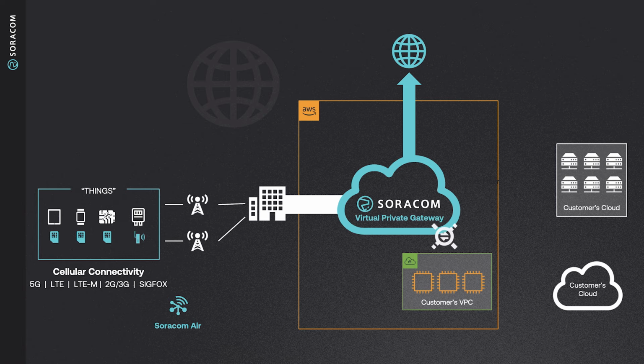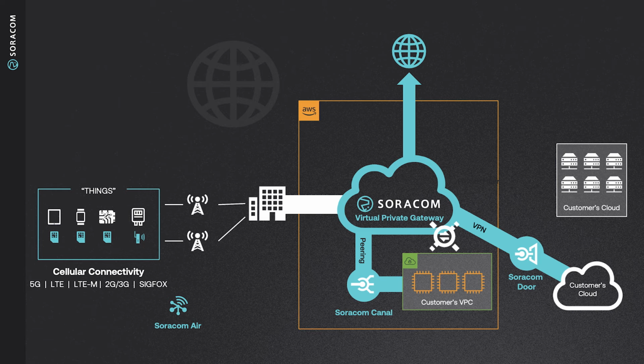Soracom Virtual Private Gateway, or VPG, is a gateway dedicated for a customer. Once configured, the customer's traffic is segregated from the rest and can be routed separately. The customer can configure the VPG to peer with their IoT backend by using AWS VPC peering, VPN, or with private fiber channel. It enables the customers to isolate their IoT system from the public network.